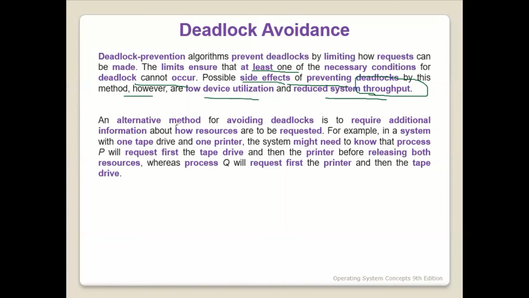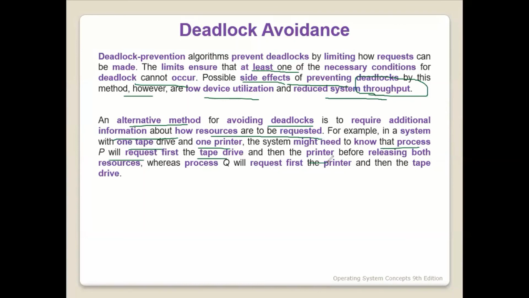So let's go for something else. An alternative for avoiding deadlock is to require additional information about how the resources are to be requested. So if you have additional information about the resource requests, we can try to avoid the deadlock. For example, let's assume a system with one tape drive resource and one printer resource. The system must know that process P will request first the tape drive and then the printer.